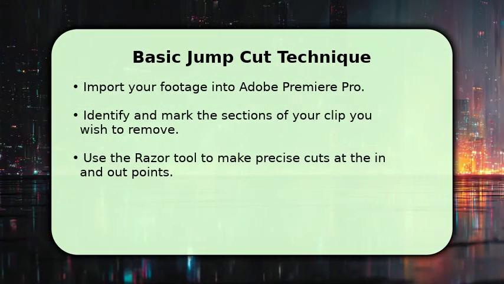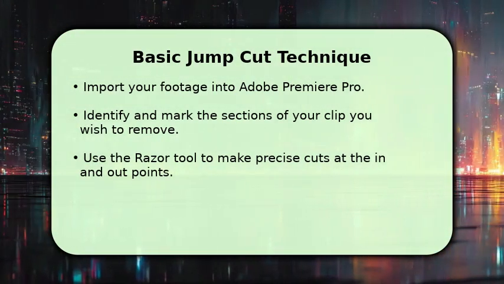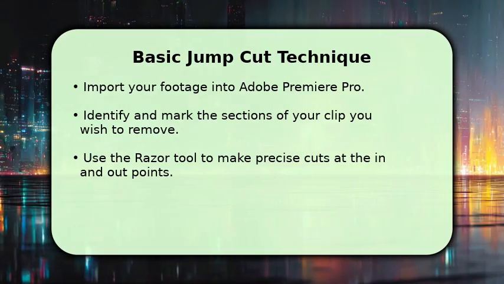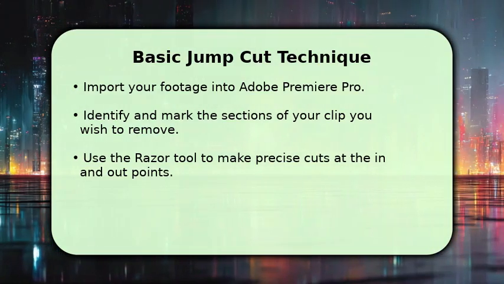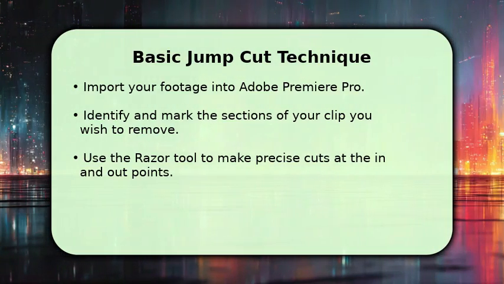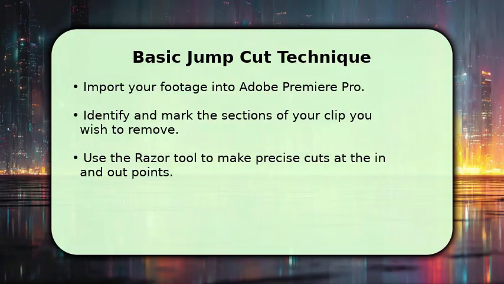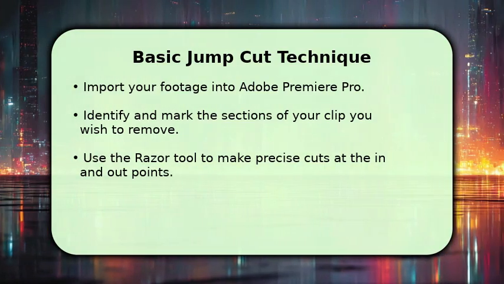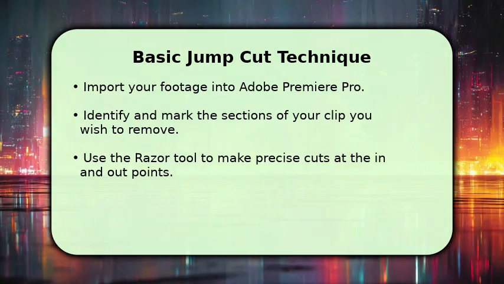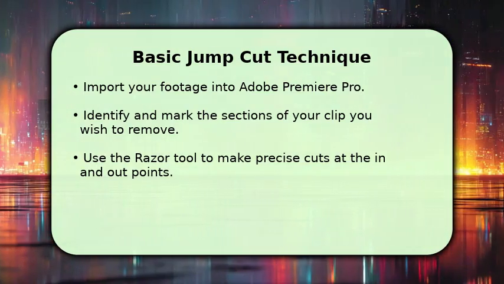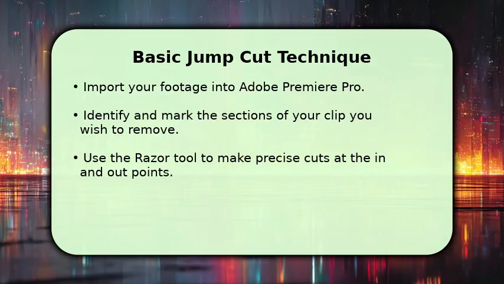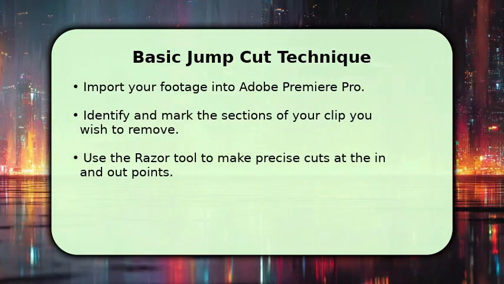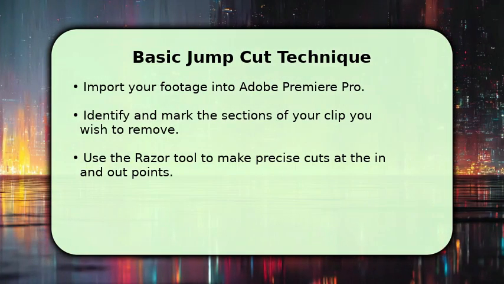To perform a basic jump cut, first, import your footage into Premiere Pro. Next, identify the exact moments you want to remove from your clip. Use the razor tool or press C on your keyboard to make precise cuts at the beginning and end of the unwanted segment. Then, simply select the marked section and press delete to remove it, instantly creating a jump cut. This simple action streamlines your video.